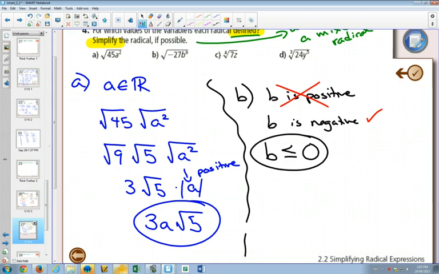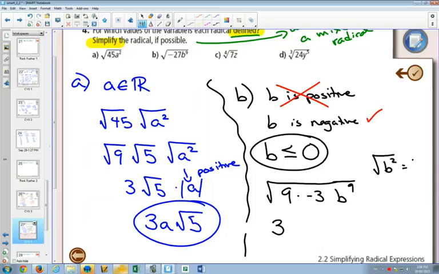Now, we have the square root of negative 27 times b to the 9. Is there any perfect squares that divide 27? This is where your times table comes in really helpful. 27 is 9 times 3. So I'll go 9 times negative 3, and then I still have b to the 9. The square root of 9 will be 3. The idea being any time you have b squared, the square root of b squared is b, technically the absolute value of b.